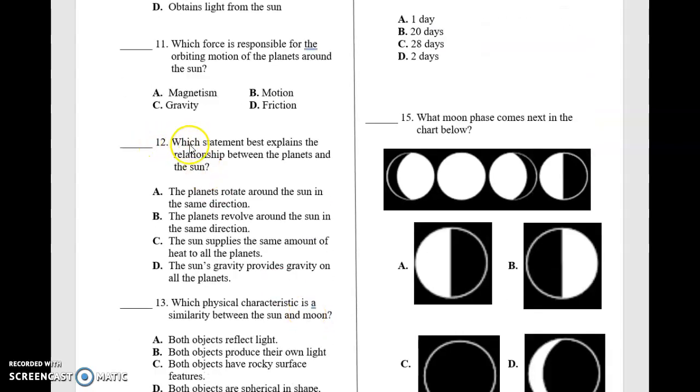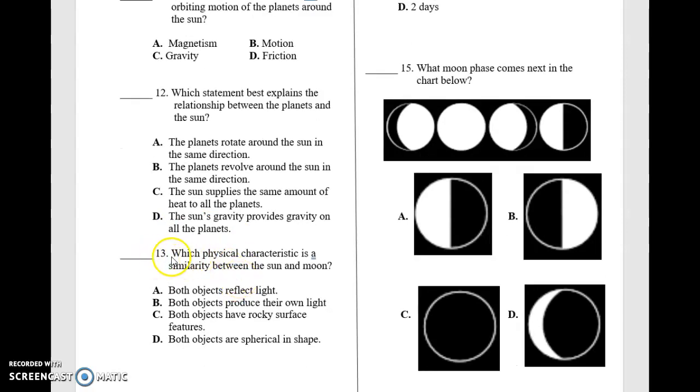Number 12. Which statement best explains the relationship between the planets and the sun? A. The planets rotate around the sun in the same direction. B. The planets revolve around the sun in the same direction. C. The sun supplies the same amount of heat to all the planets. D. The sun's gravity provides gravity on all the planets.